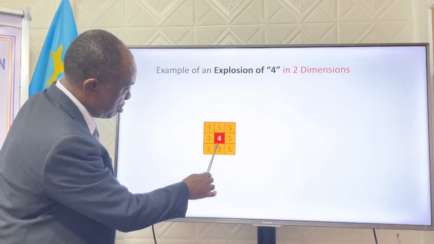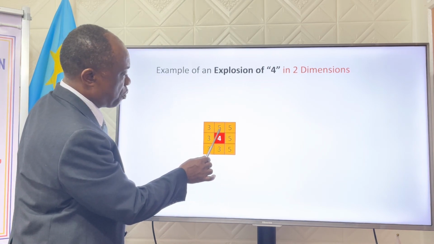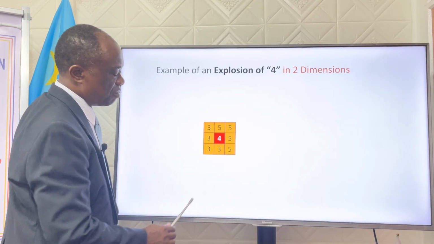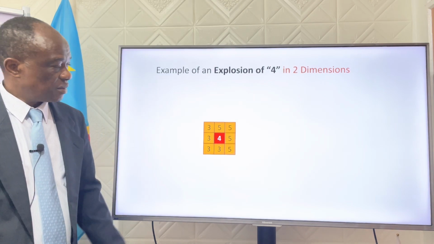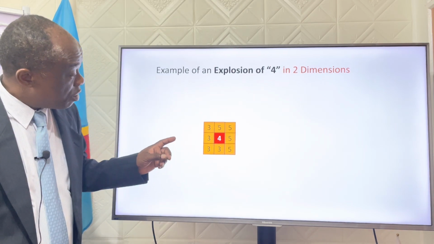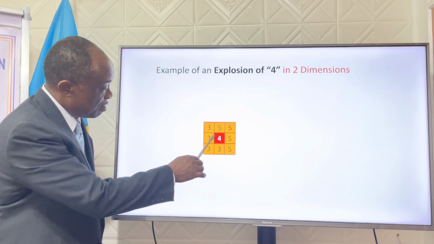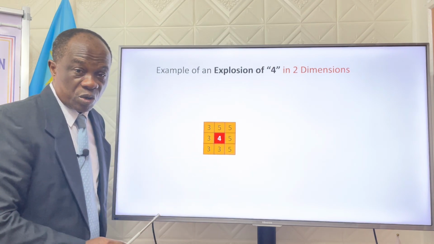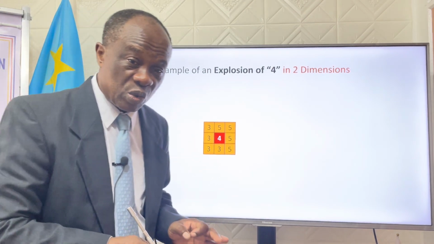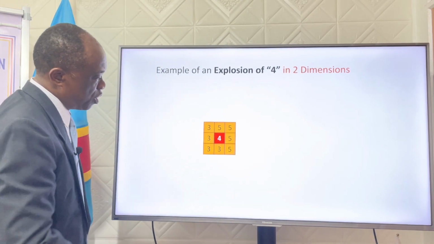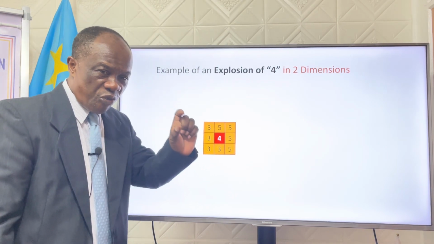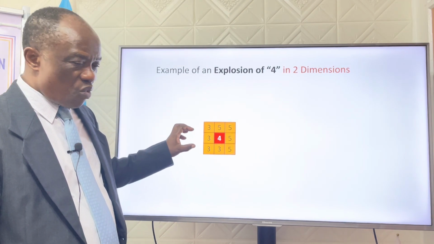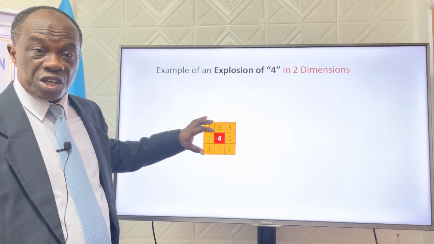So here it goes plus 1, plus 1, plus 1, minus 1, minus 1, minus 1. Here we have these values. So now we have to consider the number of locations, because that's what is important to us. The number of locations, you will observe well that in the first level explosion, number 4 will be in 8 locations.